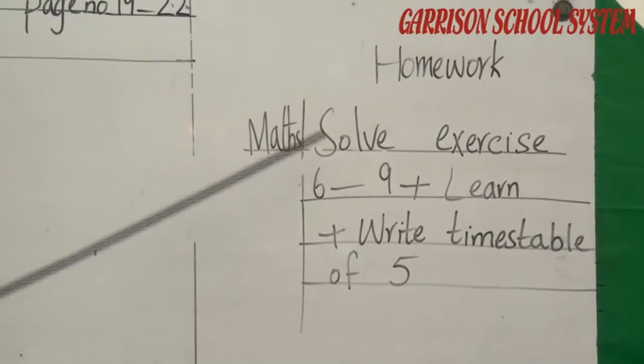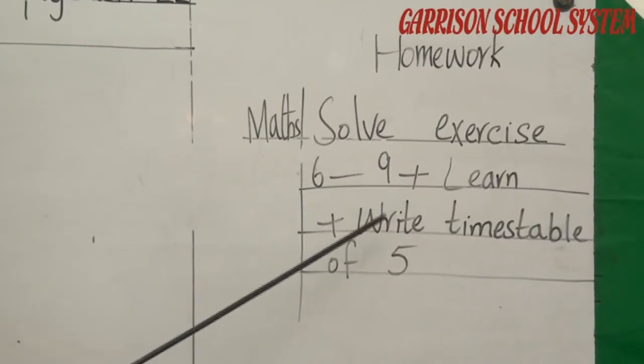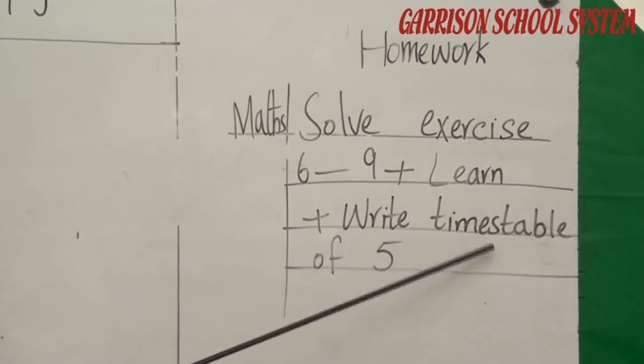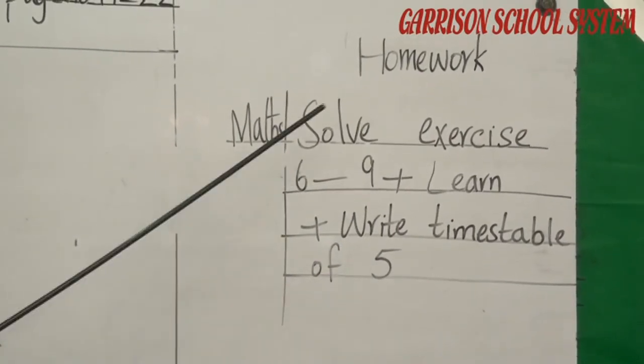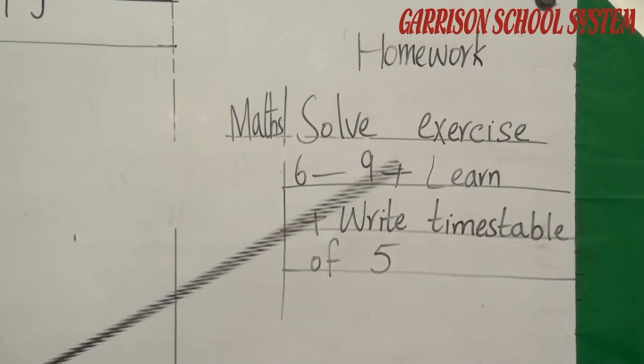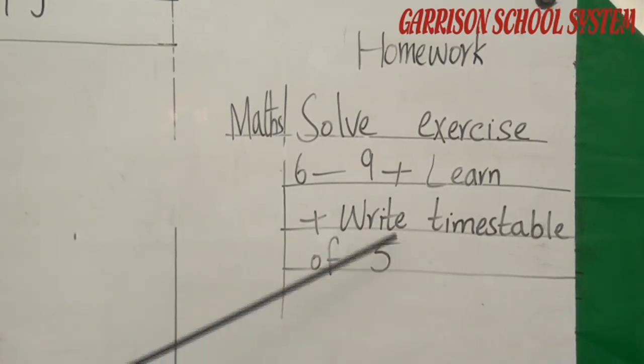Your homework: solve exercise 6 to 9, plus learn and write the times table of 5. You have to solve the exercise in your book and write the times table of 5 in your notebook.